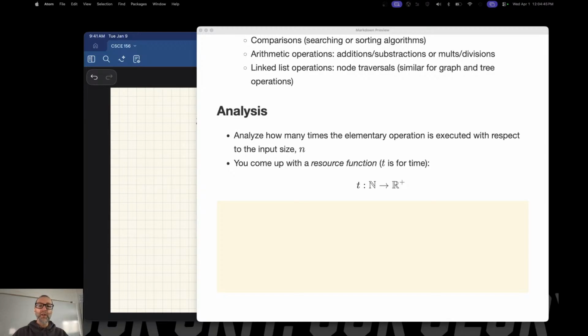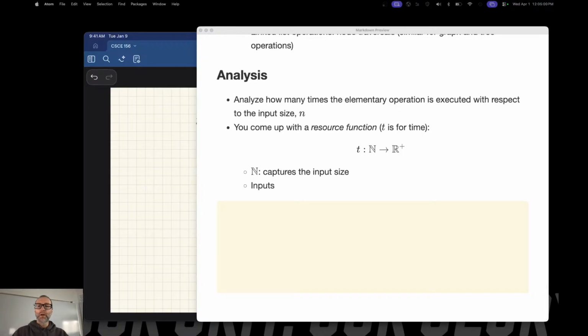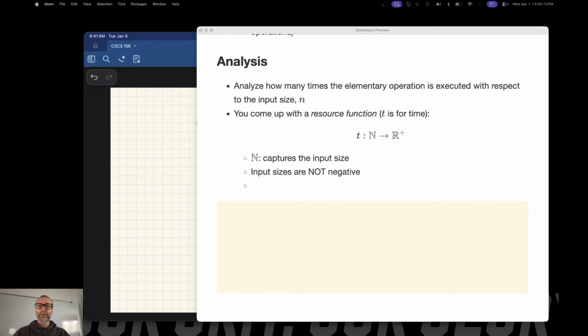So why did I write it like that? So let's indent here. Math BBN, this is LaTeX, by the way. This captures the input size. Input sizes are not negative. That's why we go with the counting numbers or the natural numbers here. Have you ever heard of an array of negative 10 elements? Doesn't make any sense. Also, input sizes are not fractional.